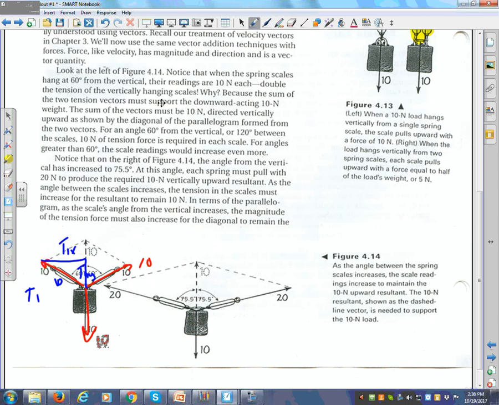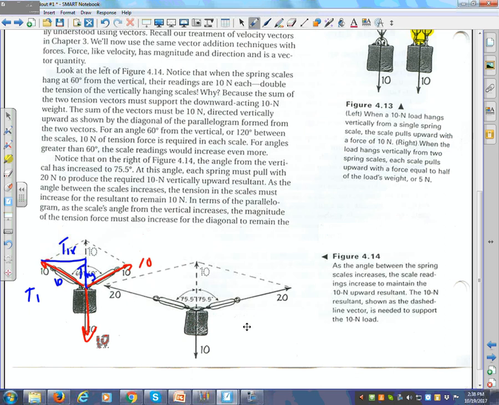The sum of the two tension vectors must support the downward acting 10 newtons weight. The sum of the vectors must be 10, directed vertically upward as shown by the diagonal of the parallelogram formed by the two vectors. For an angle 60 degrees to vertical or 120 between the scales, 10 newtons of tension force is required in each scale. For angles greater than 60, the scale readings would increase even more.